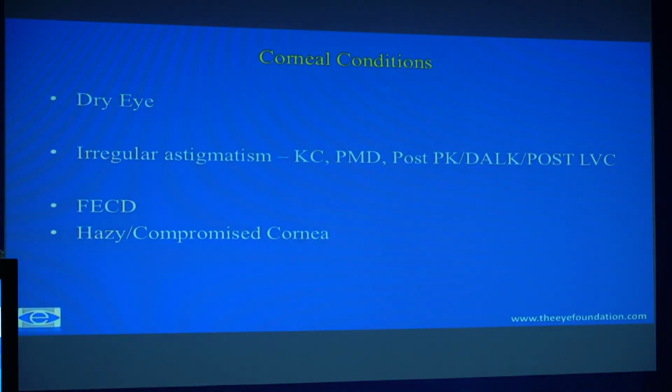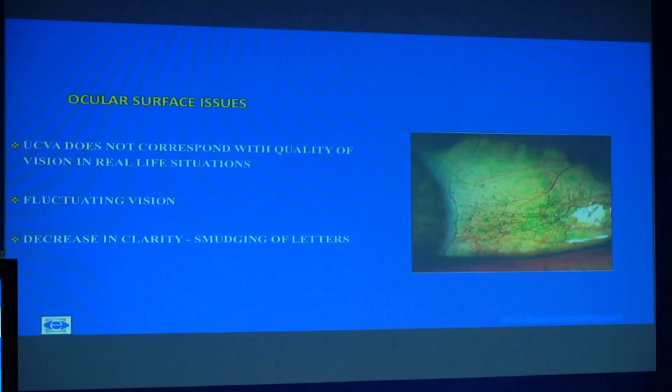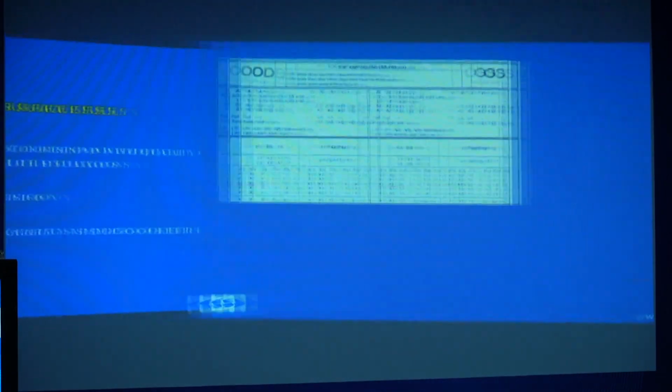So essentially, I'll take you all through a few of the most common conditions. First and foremost is the challenge with dry eye and dry eye associated disease, irregular astigmatism, Fuchs dystrophy, and hazy and compromised corneas. So with the dry eye, the main problem, apart from treating the dry eye, is also that we are unable to sometimes determine what portion of the visual loss is caused by the cataract, and what is due to the dry eye disease. And what would be the IOL calculation challenges when we have a patient with a poor ocular surface.